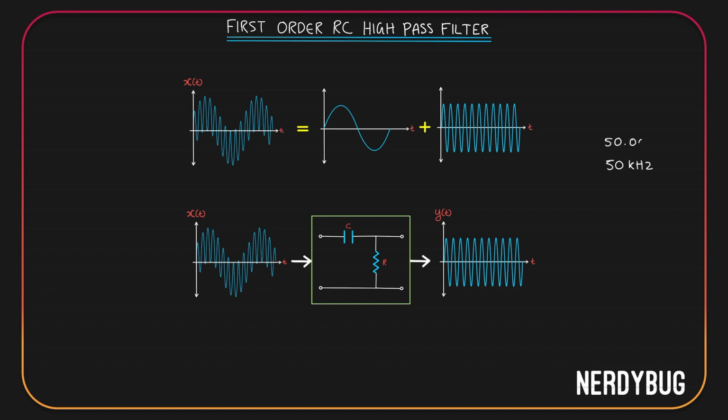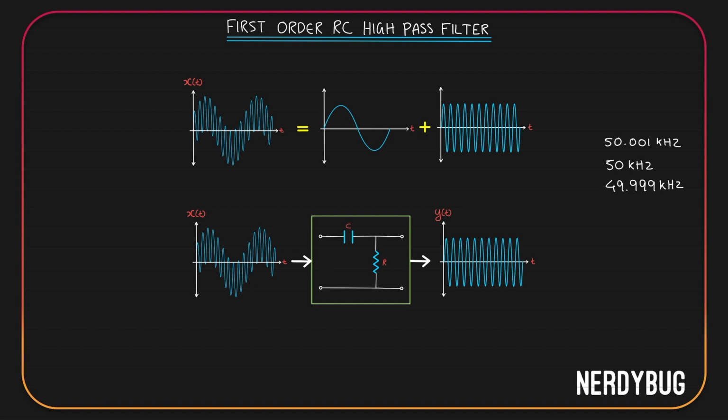Consider 50.001 kilohertz and 49.999 kilohertz. This is higher than the cutoff frequency. This is lower than the cutoff frequency. Will this one get zero reactance and this one get infinite reactance? Practically, these two frequencies are very close to each other. So ideally, they should be experiencing the same reactance. If this can pass through, this will also pass through. If this cannot pass through, this also cannot pass through. So how does this work?